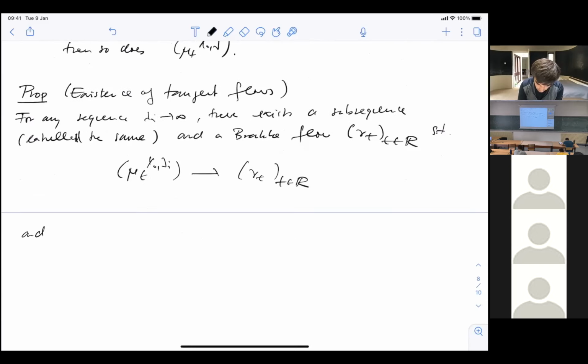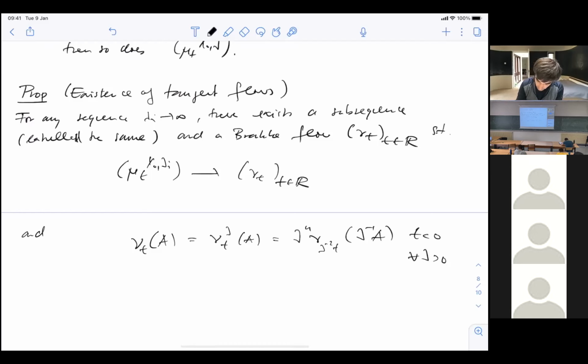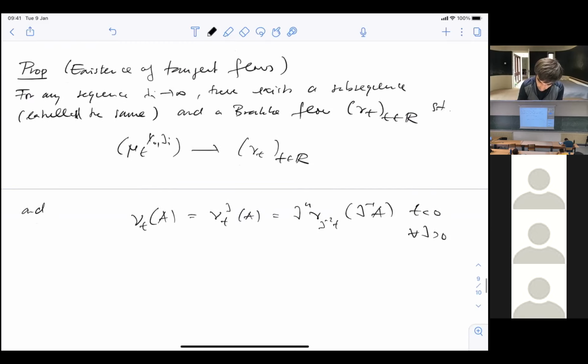And we know that the flow is self-similar, the limit flow for negative times. Nu t of A is the same as if you just scale the flow by a factor lambda: it is the same as lambda to the n nu of lambda to the minus 2 t, lambda inverse of A, for all t negative and for all lambda positive. If you look at this formula, you can take lambda to be the square root of minus t, and then you can write nu t of A as just the right scaling of nu minus 1. So this is exactly self-similarity.